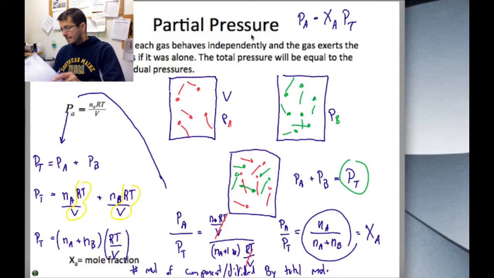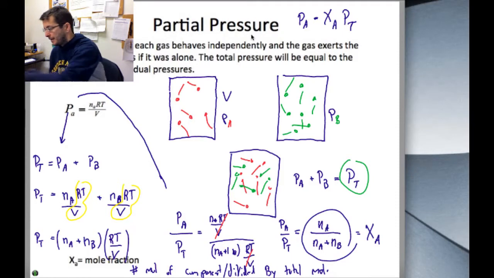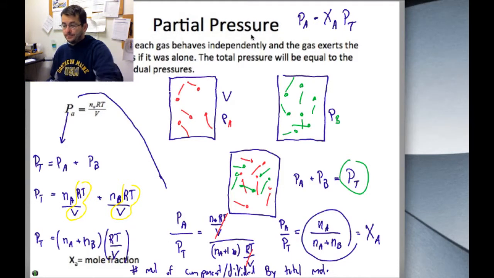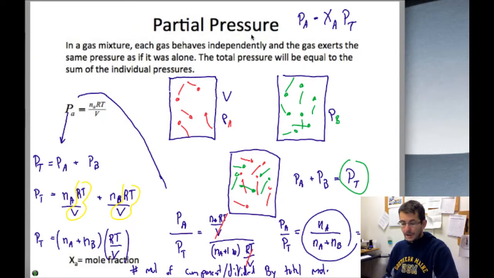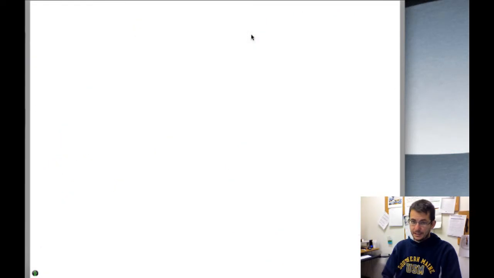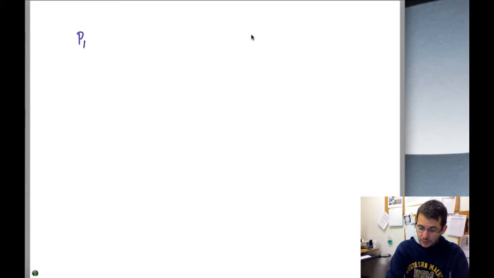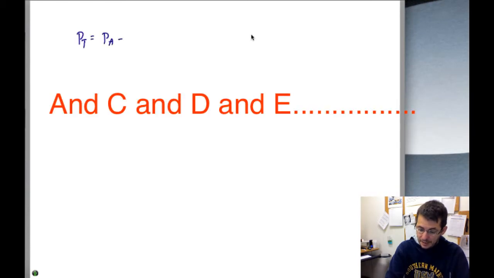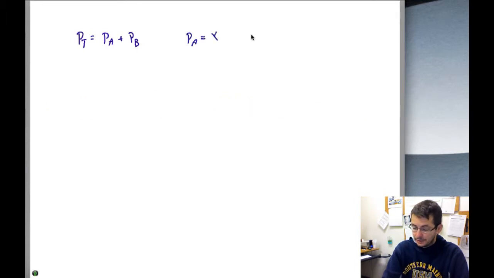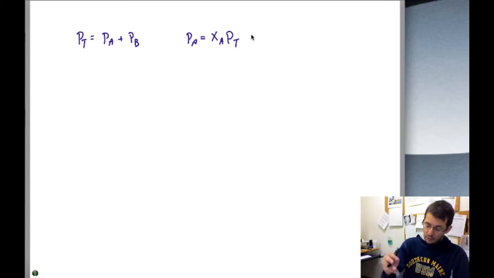Now, this is called Dalton's Law of partial pressures, which at its simplest basically says that the pressure total will equal pressure A plus pressure B. But the corollary of that was that the pressure of A is equal to the mole fraction of the pressure total. The pressure of the component A is equal to the mole fraction times the pressure total.